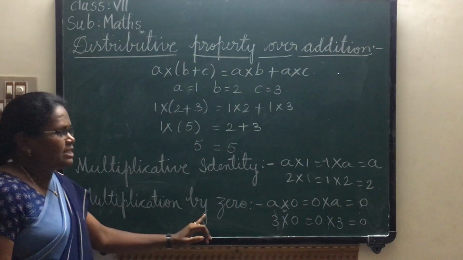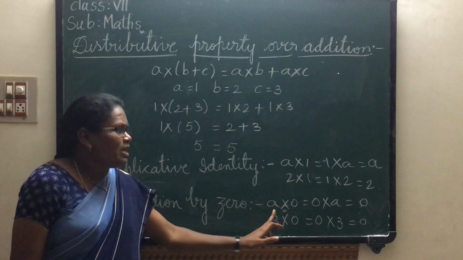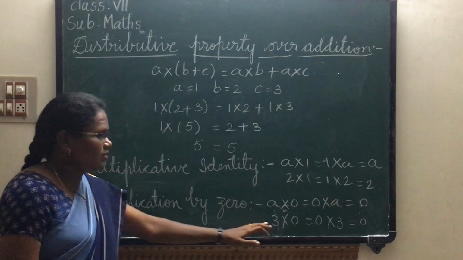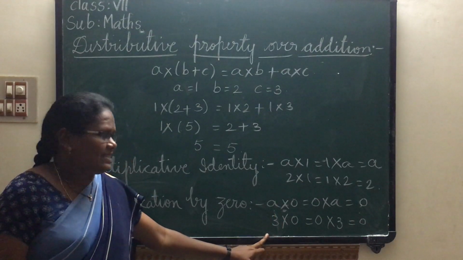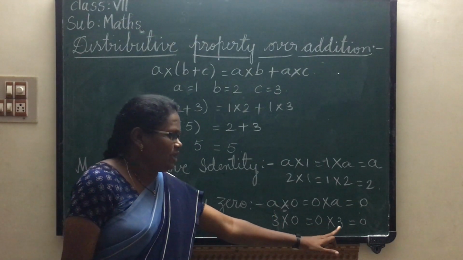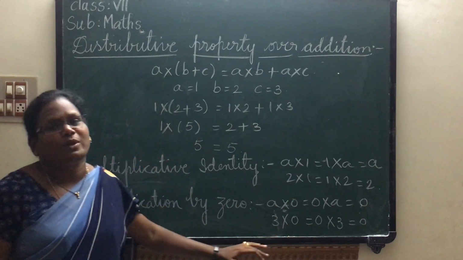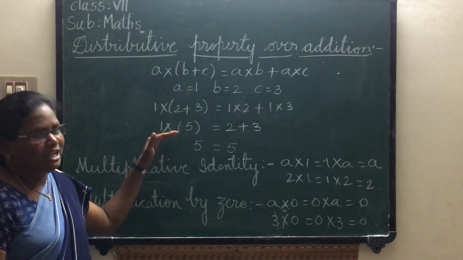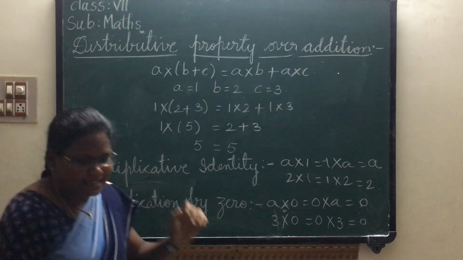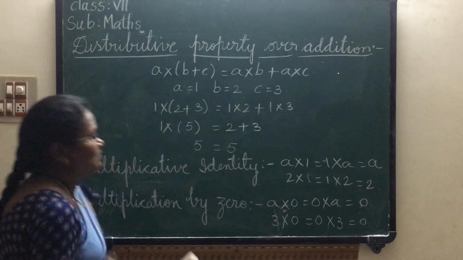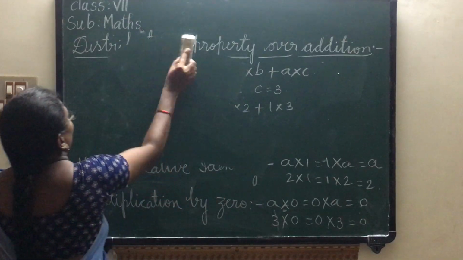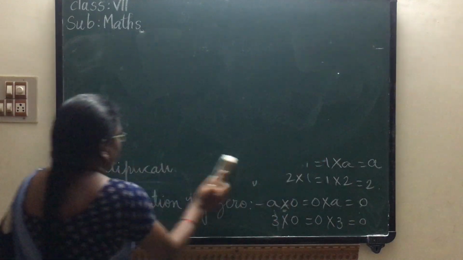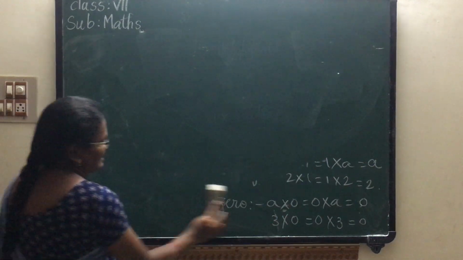Next, multiplication by 0. A into 0 is equal to 0 into A is equal to 0. Here we take A value as 3. 3 into 0 is equal to 0 into 3 is equal to 0. These are the properties over multiplication. Now we have to see exercise 5 sums. According to these properties, we have to apply them in exercise 5.